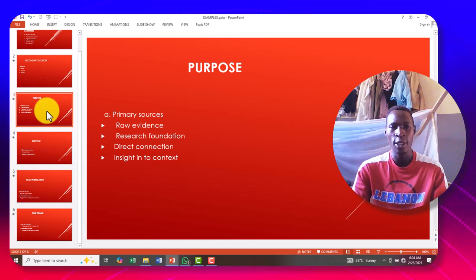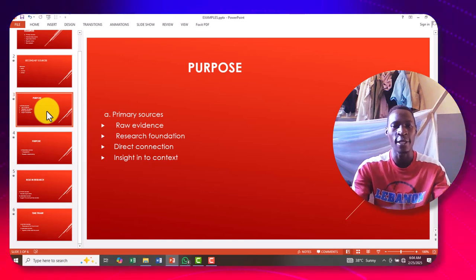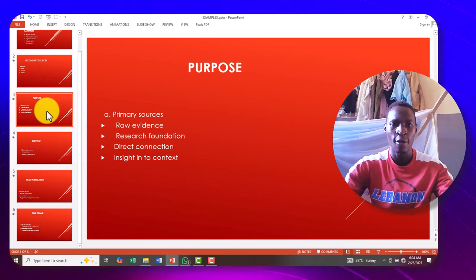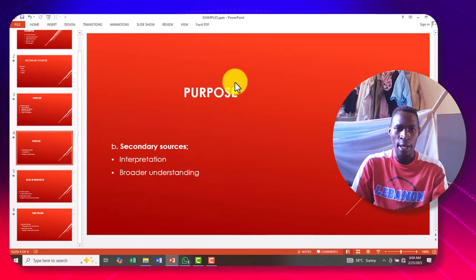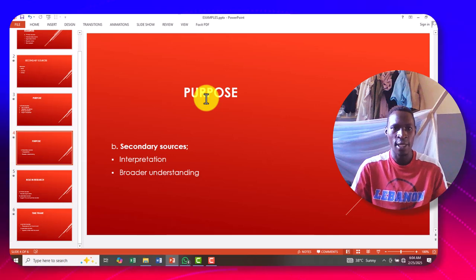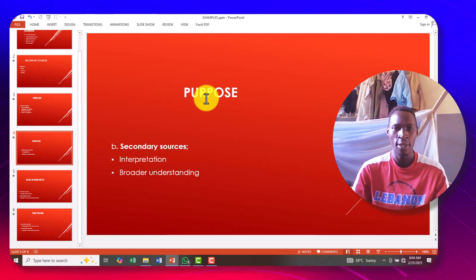Then direct connection, these ones connect us directly with what was there in the field. Then insight into the text, it gives you the overview of what you are doing. Then next, the purpose of the secondary sources. One, we have interpretation. This is where we interpret and come up with the conclusions.